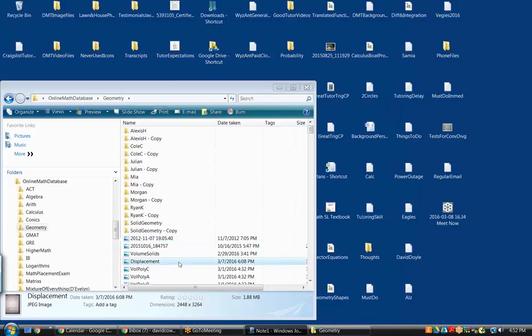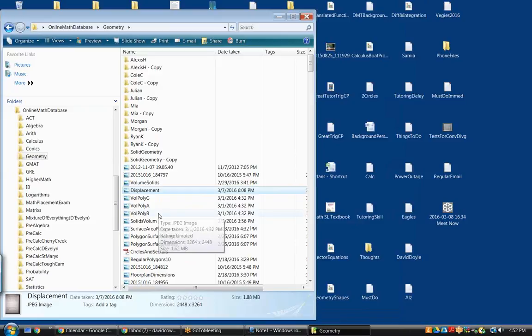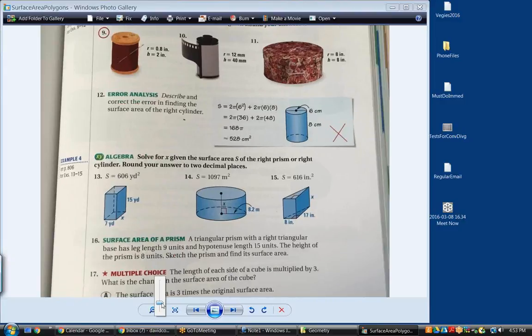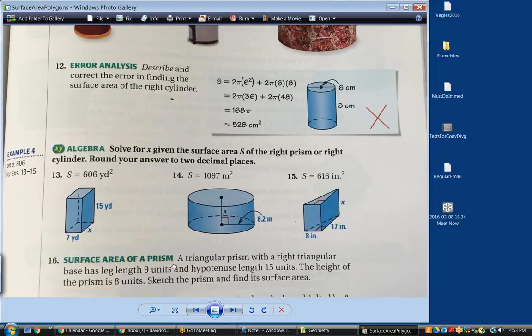All right. Let's see. What do we want to do the last few minutes? You want to do surface areas or volumes of solids? Both are extremely important. Can we try surface areas? Yeah, surface areas of polygons. Let's just do one or two of these at random.